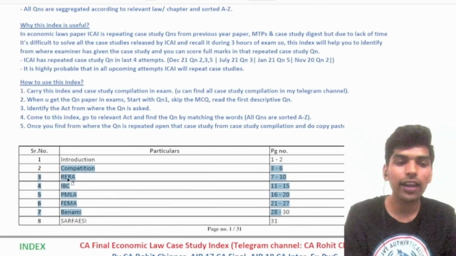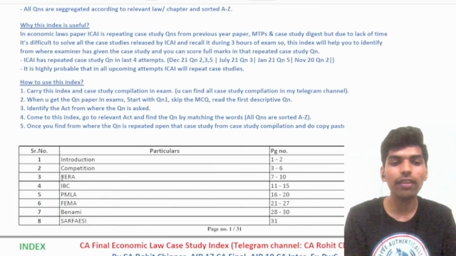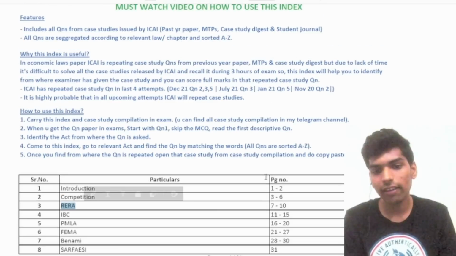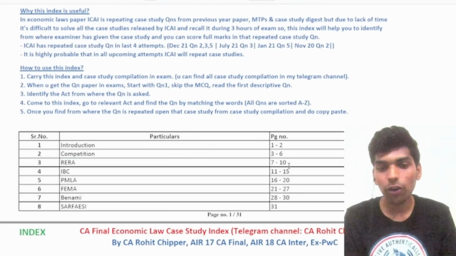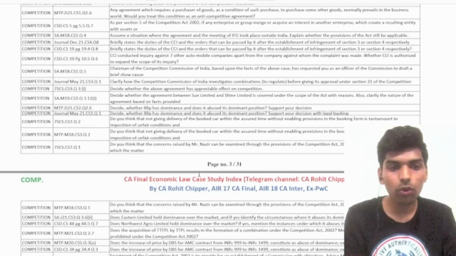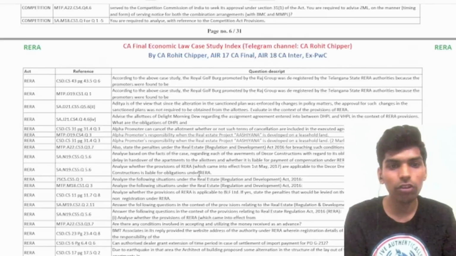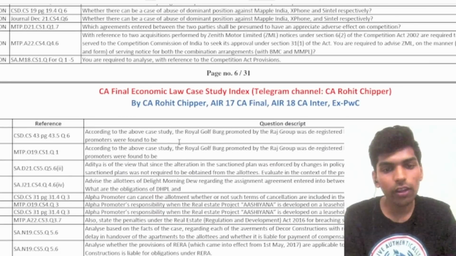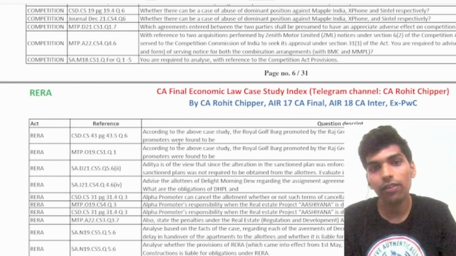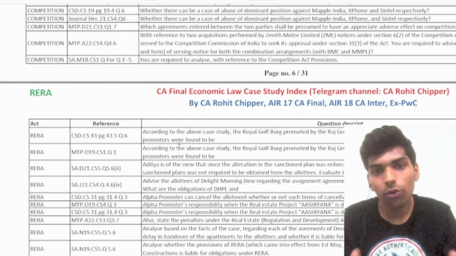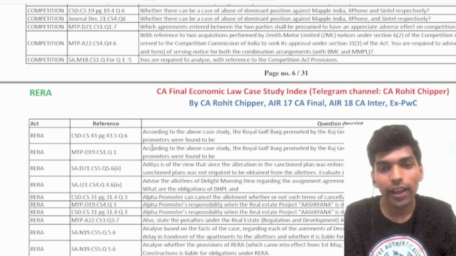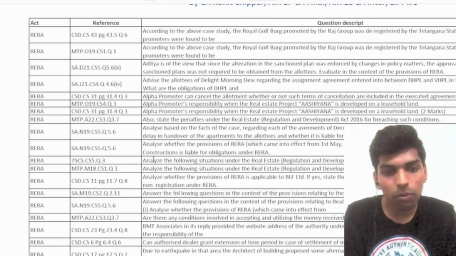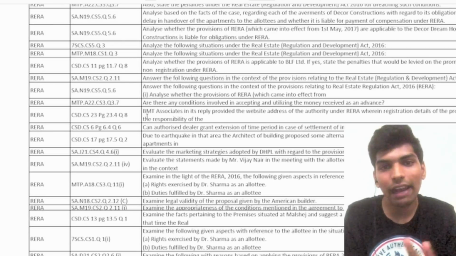Once you identify it, just go to this index. For example, if the question that you read is from the RERA Act, then come to this index and read that the RERA questions are from page number 7 to 10. Just quickly move to page number 7 to 10. So this is page number 7. Now what does this page contain? This contains all the questions that ICAI has ever asked from the RERA chapter, and all those questions are sorted from A to Z. A to Z sort means the first question starts with A, and if you move down, you will see them in alphabetical order.